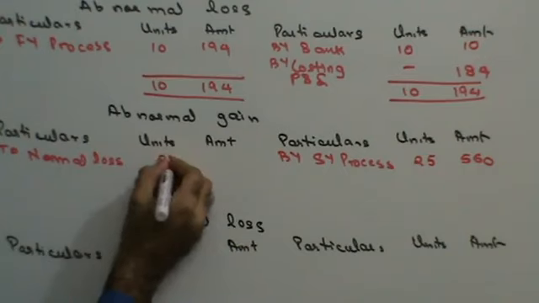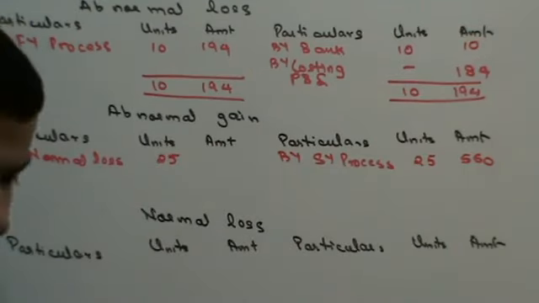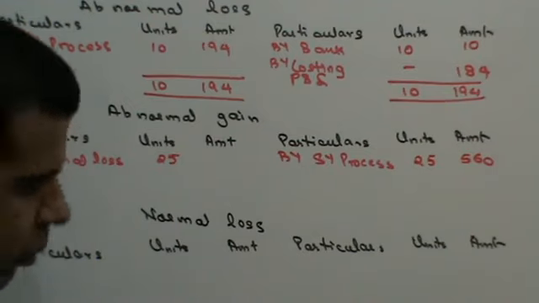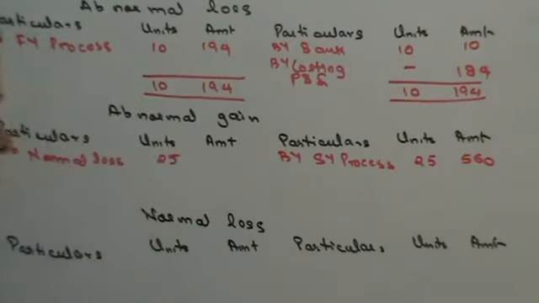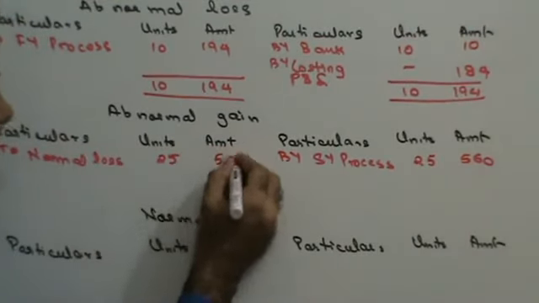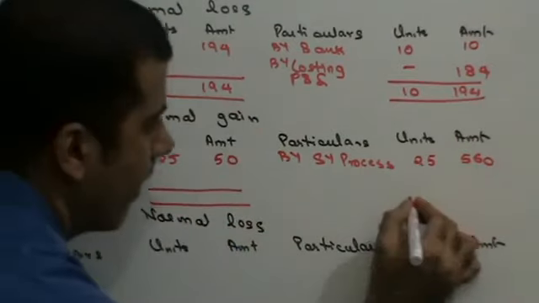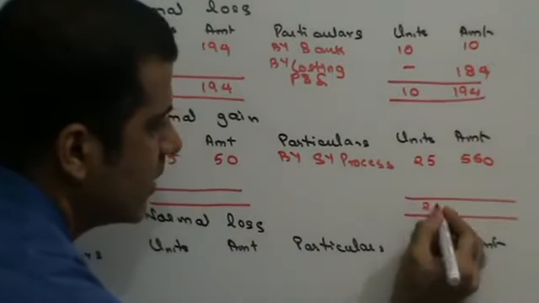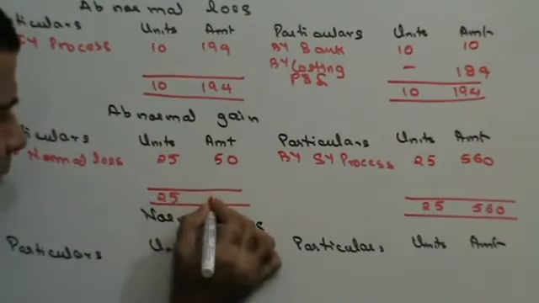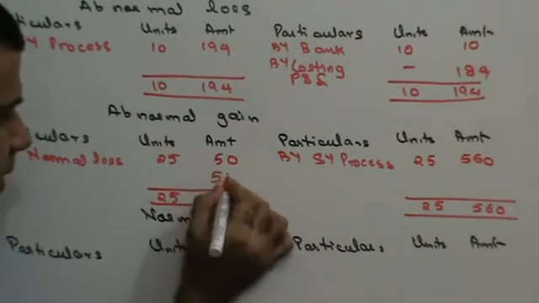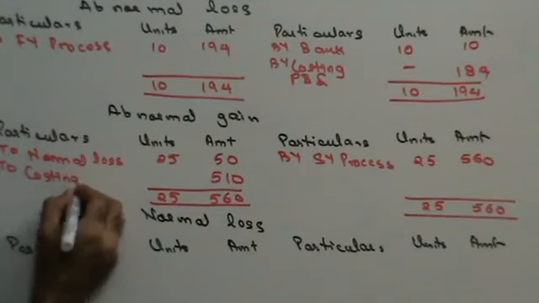Write the units as it is, 25 units written here as it is, and multiply it by the scrap value. Now the scrap value of SY process was given to you as 2 rupees. So 25 into 2, that is 50 rupees. Tally this account. This is 25 and 560. So this is going to be 510. This is 2 costing P&L.